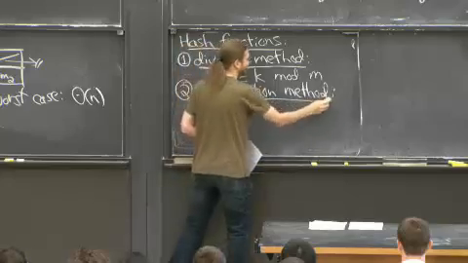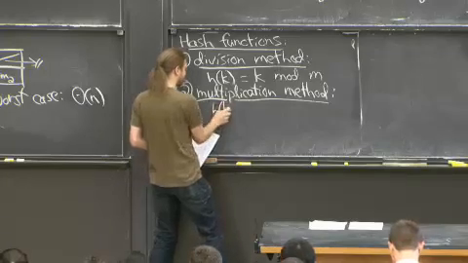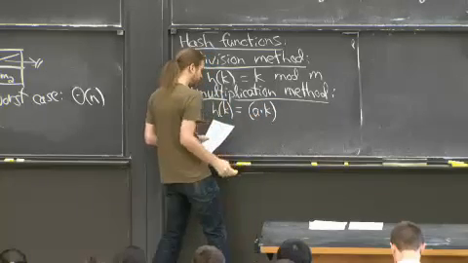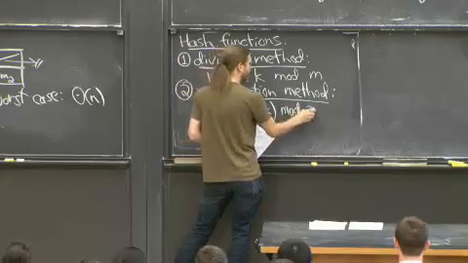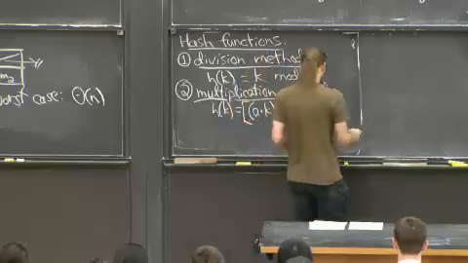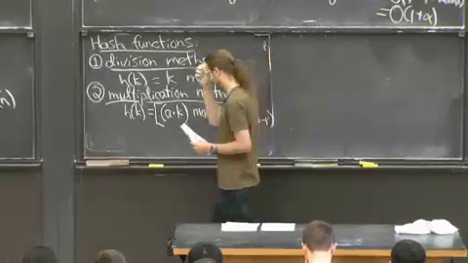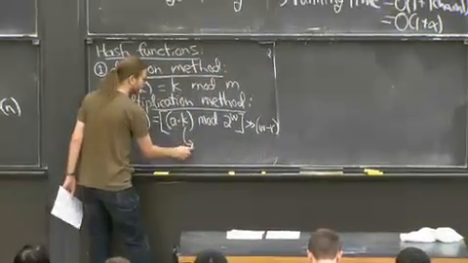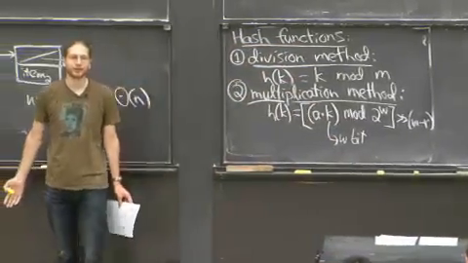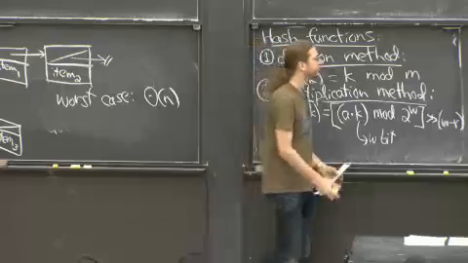Division didn't seem to work so great, so how about multiplication? What does that mean? Multiply by m. That wouldn't be very good. No, it's a bit different. We're going to take the key, multiply it by an integer a, and then we're going to do this crazy stuff. Take it mod 2 to the w, and then shift it right w minus r. What is w? We're assuming that we're in a w-bit machine. Remember way back in models of computation, your machine has a word size. It's w bits.